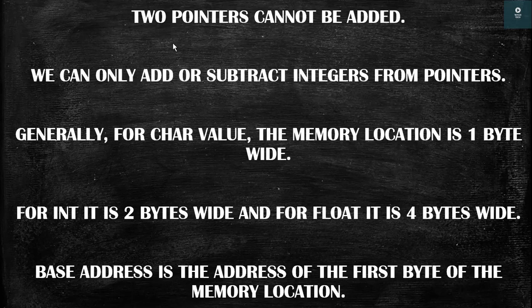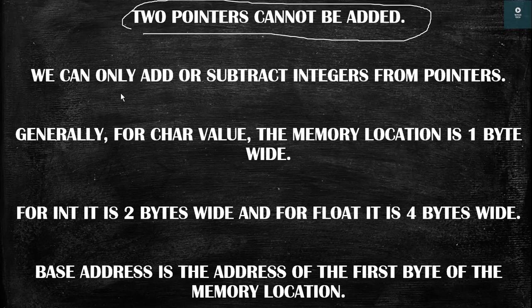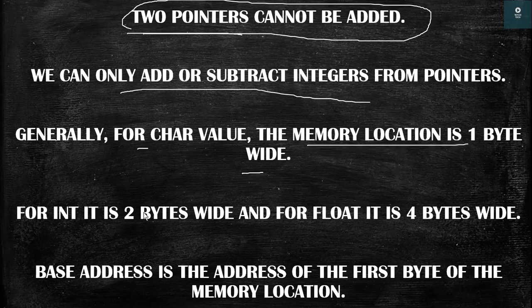Now some important points here are, two pointers cannot be added. There is no way of adding two pointers. We can only add or subtract integers from pointers. We cannot add or subtract two pointers, but we can add an integer to a pointer, or subtract an integer from a pointer. Now generally for character we have a memory location of 1 byte wide. For integer we have 2 bytes of locations, and for float we have 4 bytes of location.